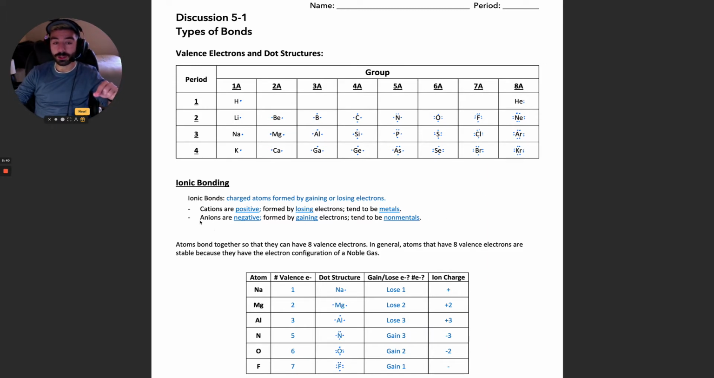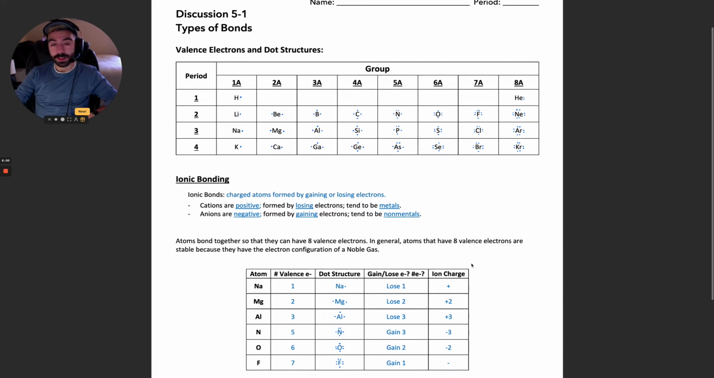The opposite is true for anions. They're negative, they're formed by gaining electrons, and they tend to be nonmetals. So the metals, right, the left side of the periodic table, tend to form positive cations, and the nonmetals, the right side of the table, tend to form negative anions. Now, we're going to see a little bit more closely how that happens here.